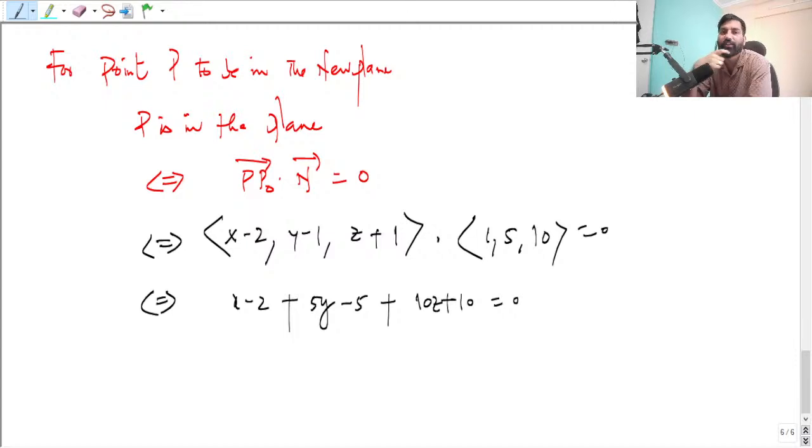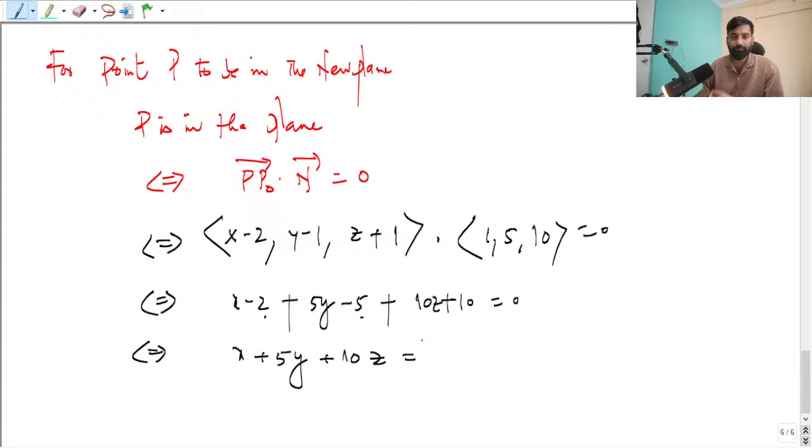Remember that. If a point is there in the plane, how can you ensure that? There should be a normal vector, and you have to take the dot product, and that dot product should be equal to 0, and that is going to give you the equation of the plane. So can you solve this further? This is going to be x plus 5y plus 10z equal to, this is 7, so this is minus 3. So this is the equation of a plane now.